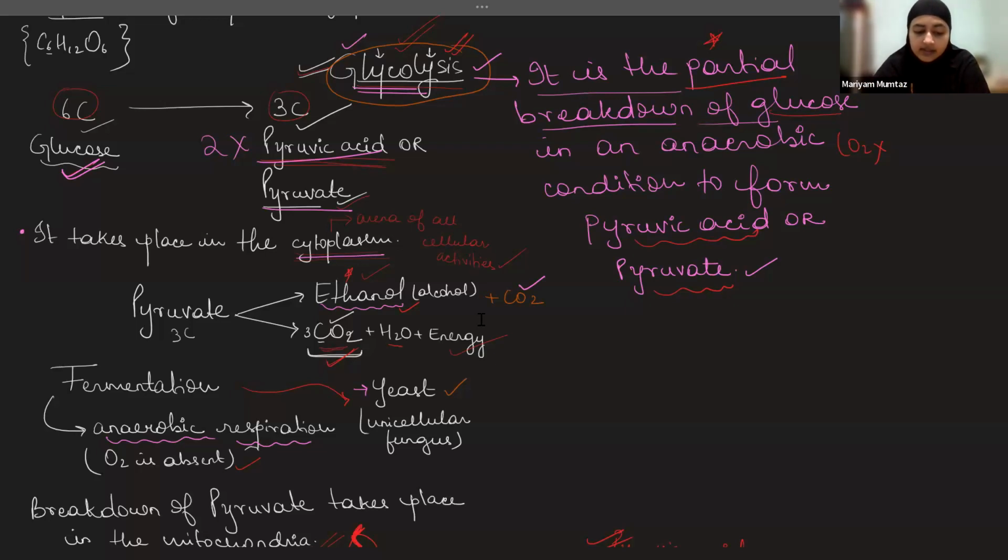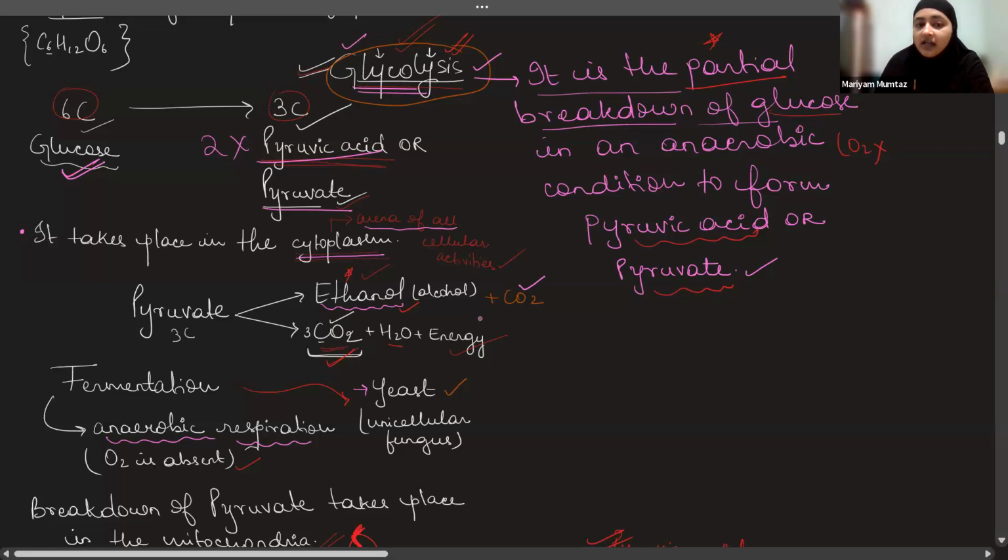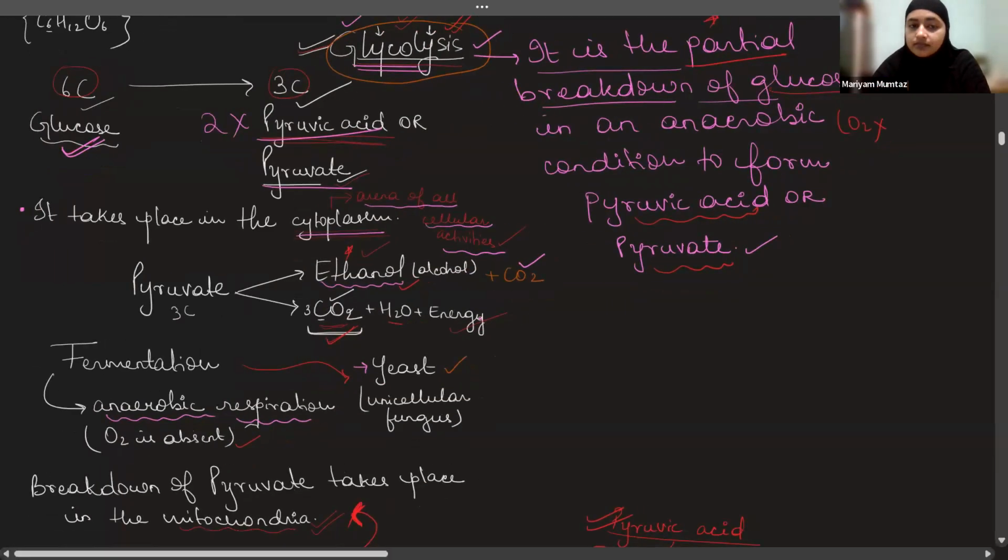Correct. First of all, it is the matrix of the cell, right? Every single cell organelle is present in the cytoplasm. Another very important thing is that the cytoplasm is that area of the cell wherein every single activity of the cell will take place. So the glycolysis process takes place in the cytoplasm, because cytoplasm is the arena of all the cellular activities. Clear?